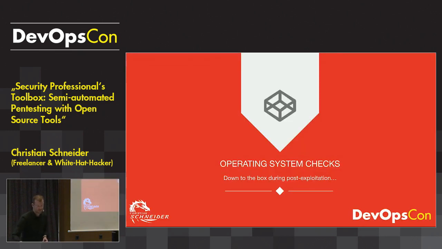Good. So now we are through with the main area of web application penetration testing. We've got two more areas to go. One is operating system checks, which means checking the Linux system for configuration issues, some vulnerabilities that might exist there, and missing hardening features.